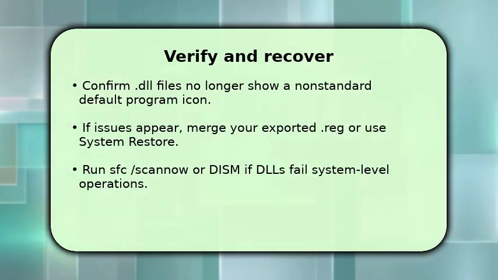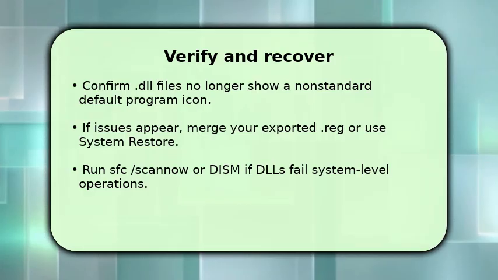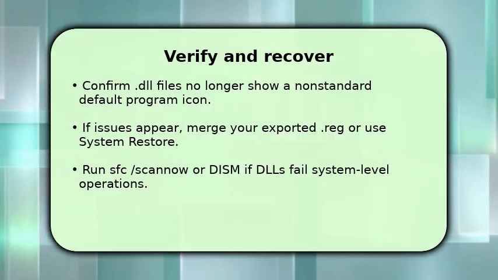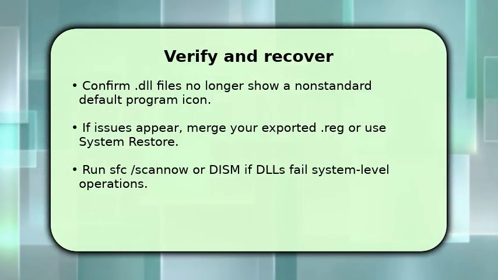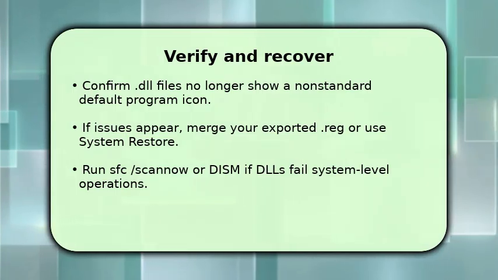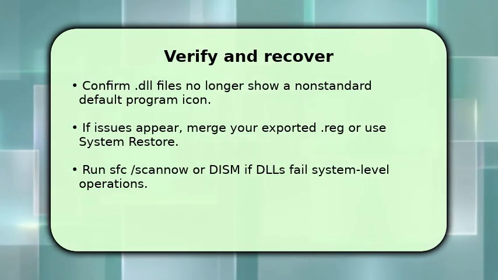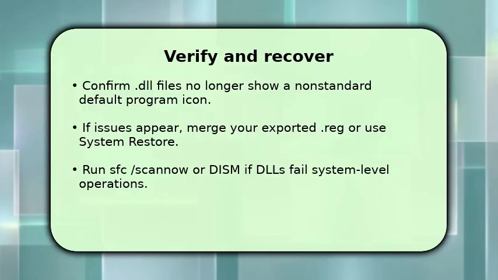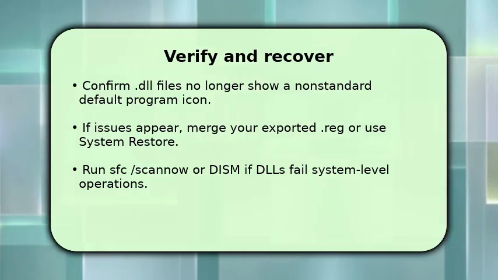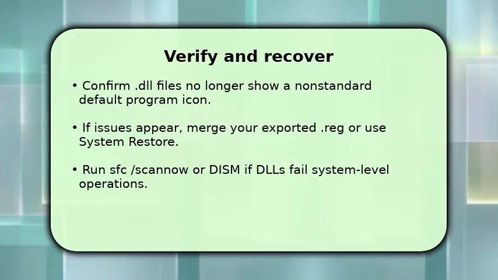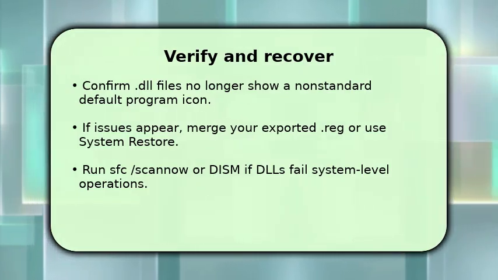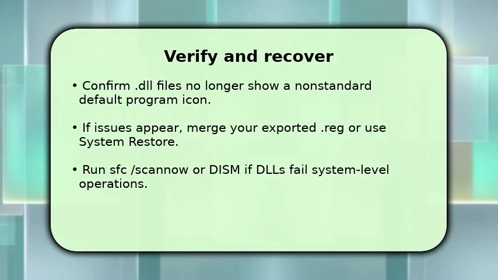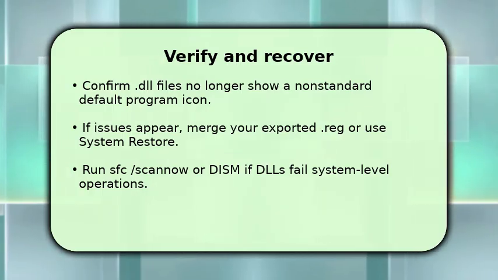If something goes wrong, immediately merge the reg backup you exported or revert using the system restore point you created earlier. If system components misbehave after this change, run sfc /scannow and DISM restore health to repair corrupted system files. That fixes DLL integrity problems independent of file association issues.